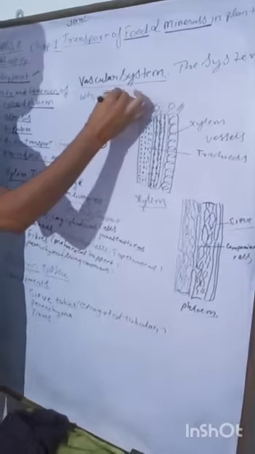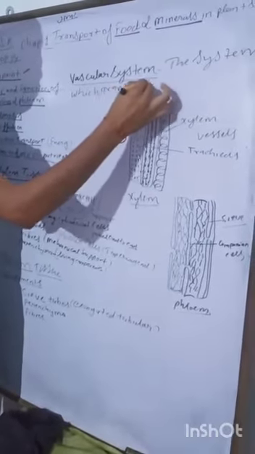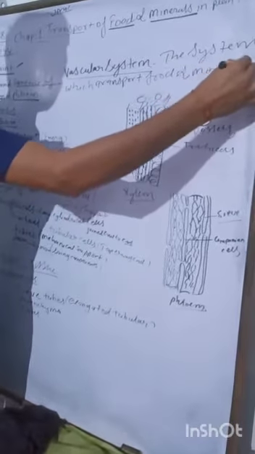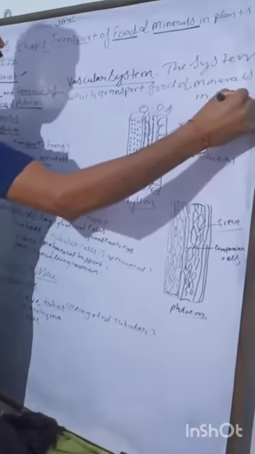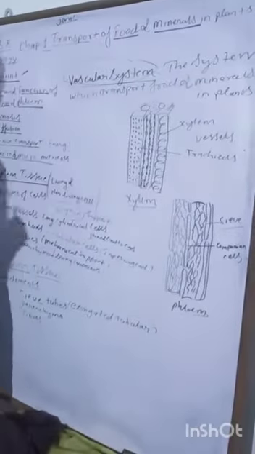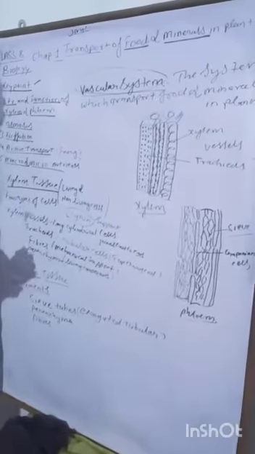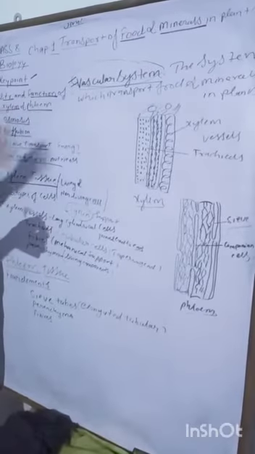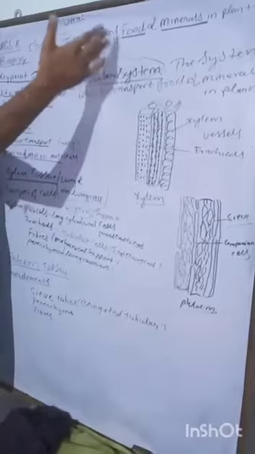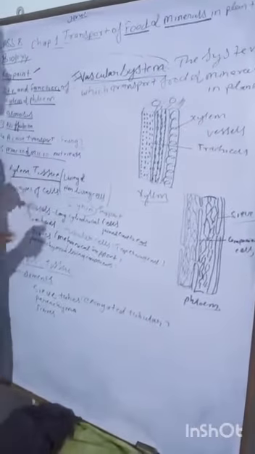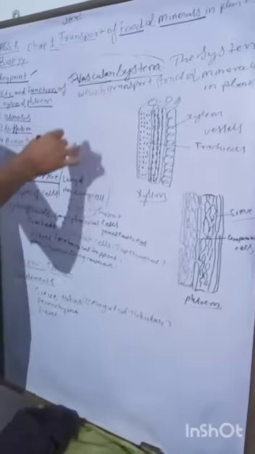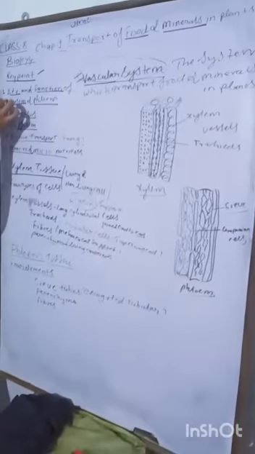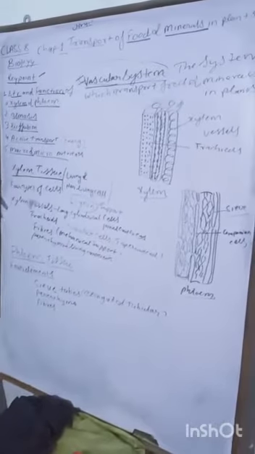The system which transports food and minerals in plants is called the vascular system. For example, plants like coconut and mango have a well developed vascular system. We can say that the system which helps to transport food and minerals in plants is called the vascular system. So now first we talk about the xylem, its structure and function.